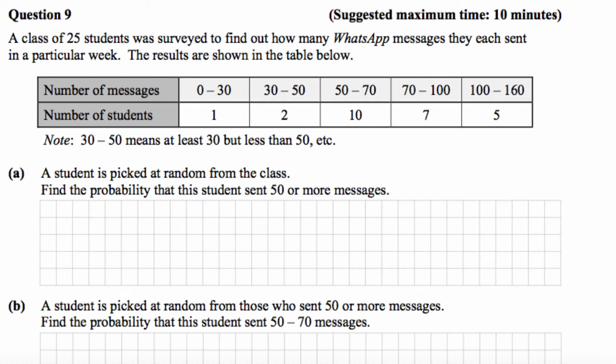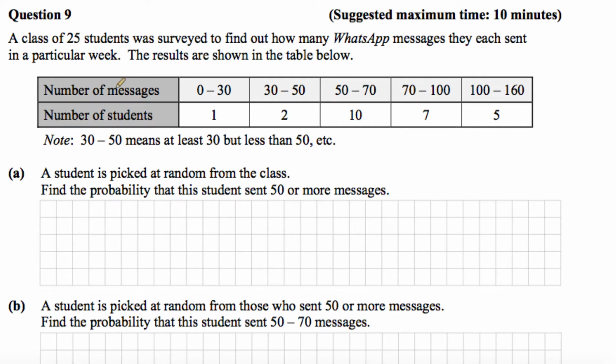So this is the 2015 Junior Cert Higher Level Paper 2, and we're looking at question number 9. A class of 25 students was surveyed to find out how many WhatsApp messages they each sent in a particular week. The results are shown in the table below. So here's the results here. Part A says a student is picked at random from the class. Find the probability that this student sent 50 or more messages.